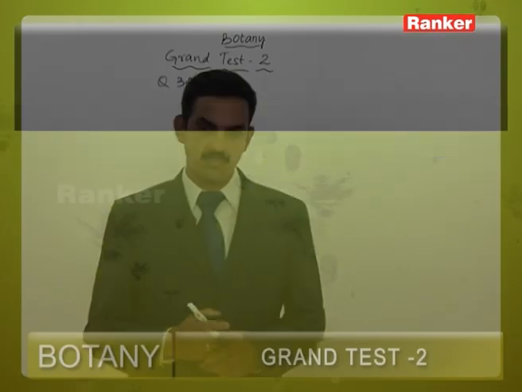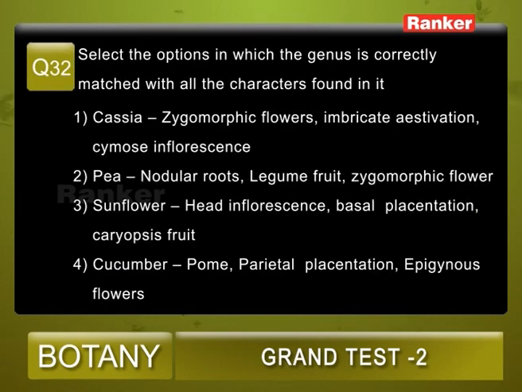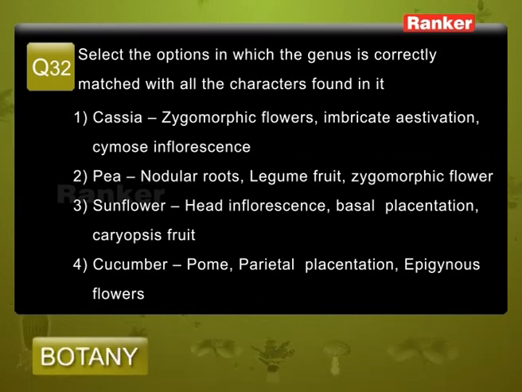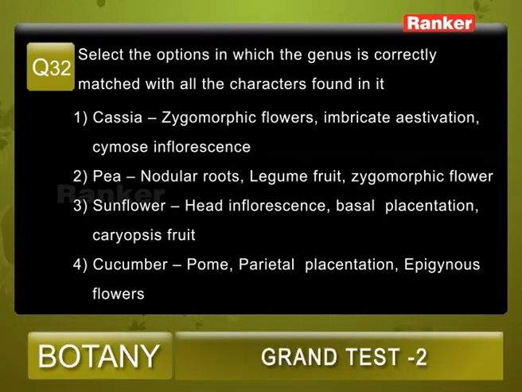Question number 32. Select the option in which the genus is correctly matched with all the characters found in it. Options: 1. Cassia, zygomorphic flowers, imbricate aestivation and cymose inflorescence. 2. Pea, nodular roots, legume fruit and zygomorphic flower. 3. Sunflower, head inflorescence, basal placentation and caryopsis fruit. 4. Cucumber, pome, parietal placentation and epigynous flowers.